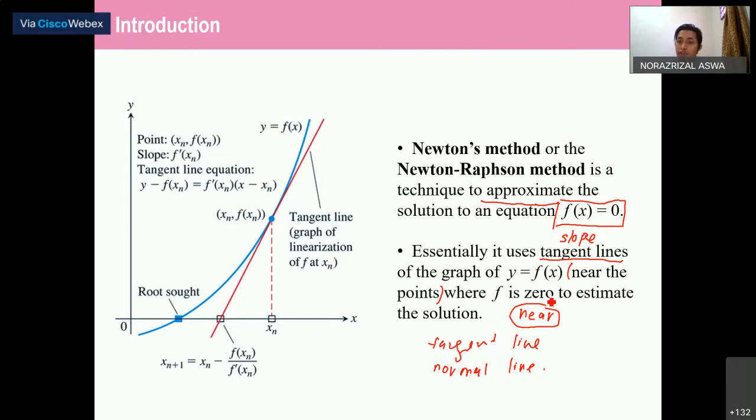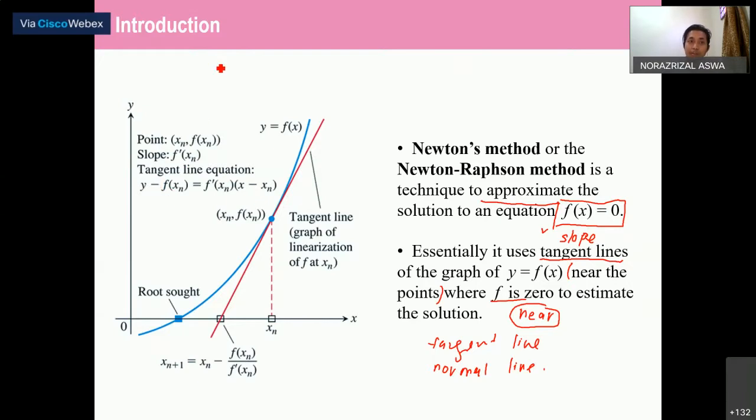So f is 0 to estimate the solution. So this is what we have just now. f is 0 to estimate the solution. So recall again the tangent line. You can see the figure here. xn, f(xn). Then we have the slope f prime of xn, and then we construct the tangent line equation.